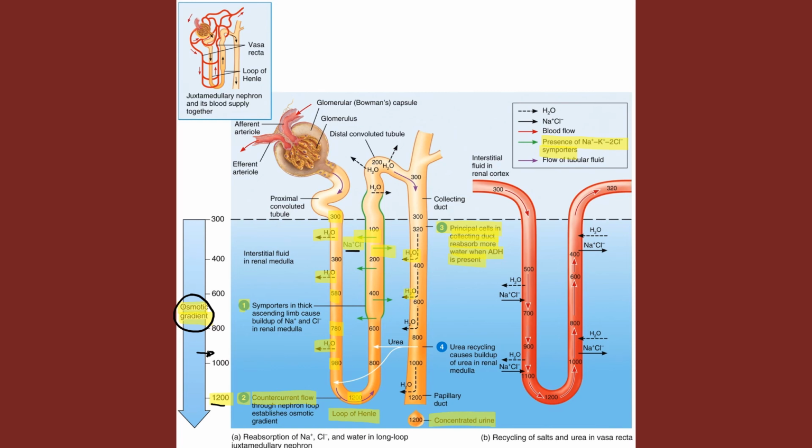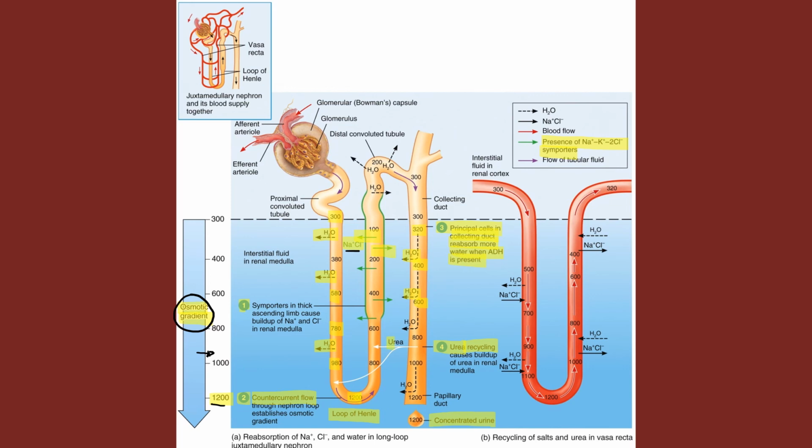So we're going to have water leaving, which is going to be increasing that osmolarity as we go down into the collecting duct. Lastly here, number 4 is going to involve urea, and this is going to be urea recycling. So this urea recycling causes a buildup of urea in the renal medulla.